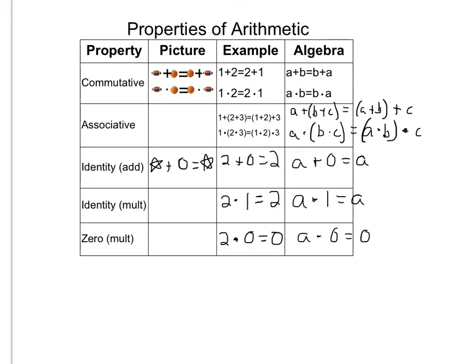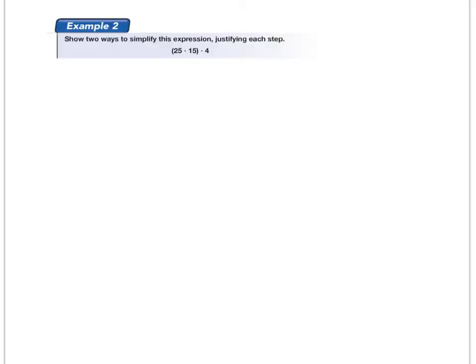Okay, let's apply these here. We're going to do what's called justifying some steps, which means kind of prove it using these properties. That's on the next slide. Okay, example 2 says to show 2 ways to simplify this expression and justify each step.